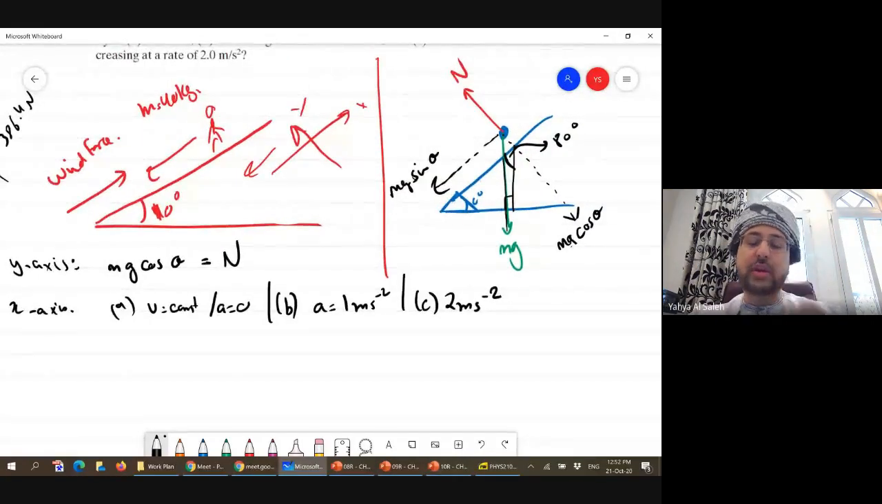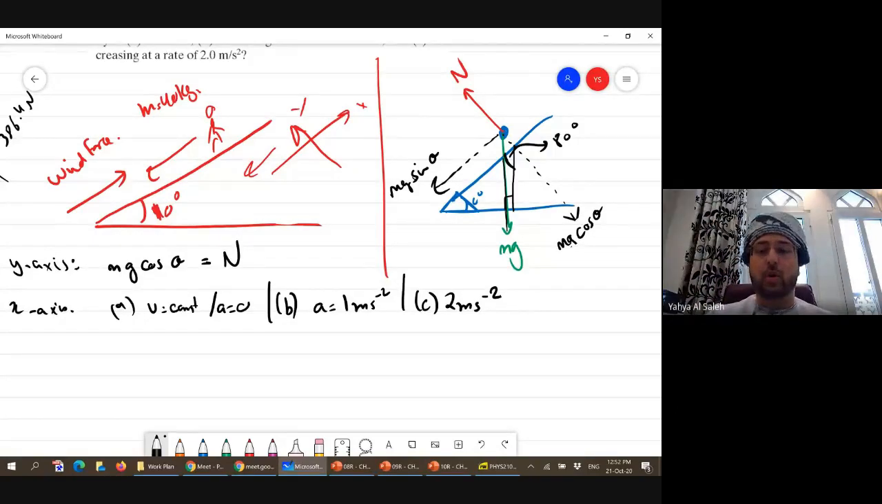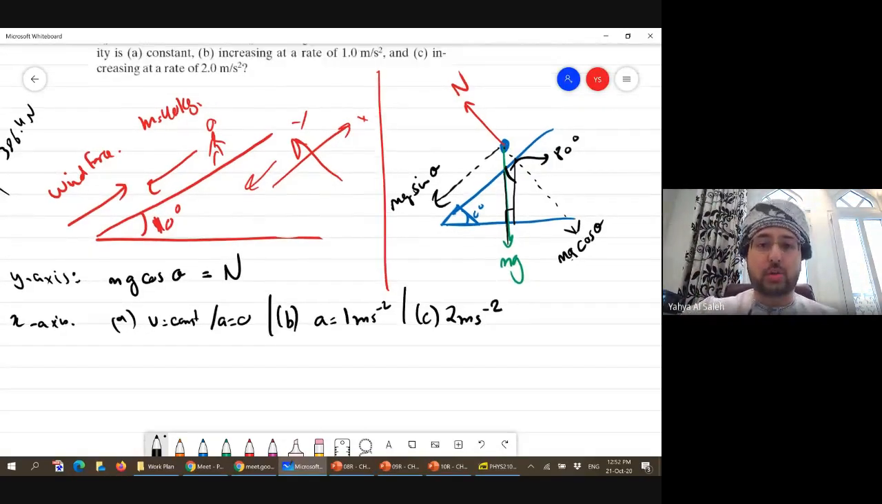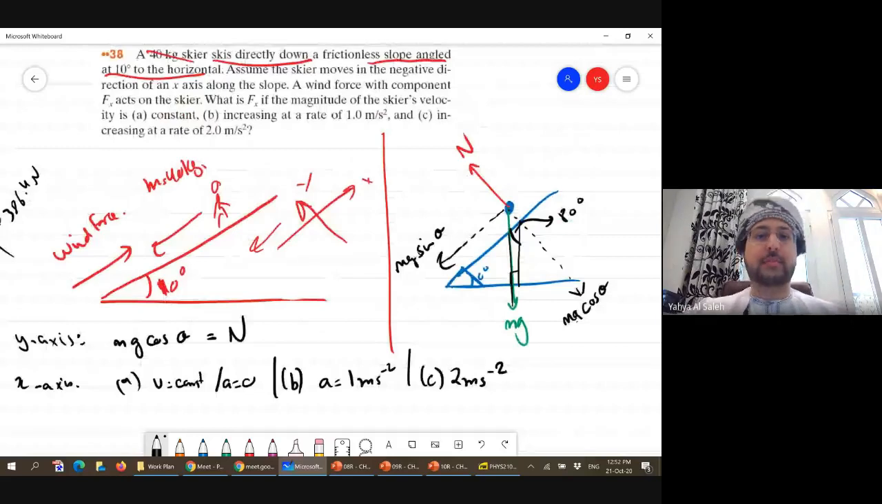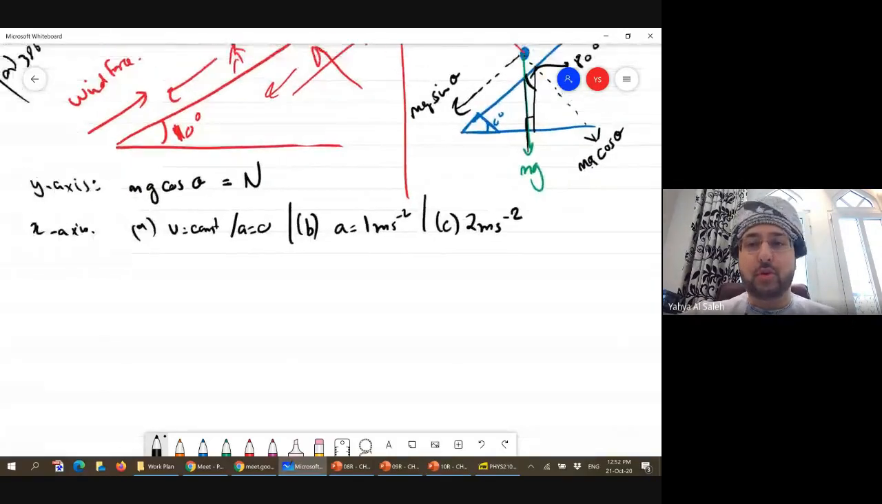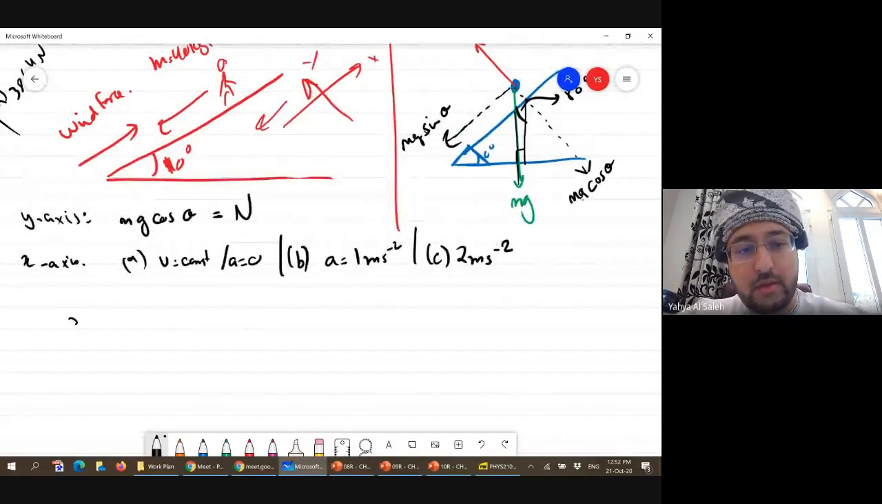Now we know there is a wind force in the x-axis. We just don't know whether it is going up or going down, or what its magnitude is. And what it wants is to find the magnitude of the wind force. Fine, so let's do A.